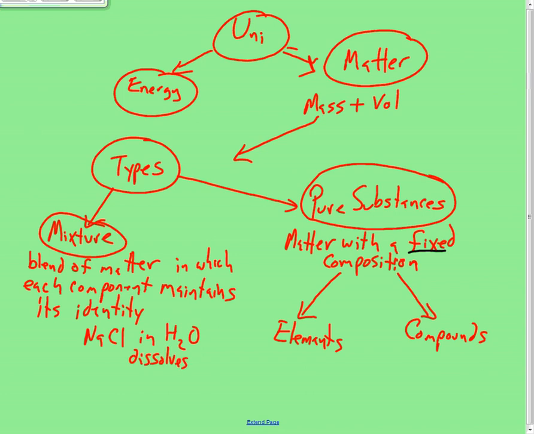My sodium and my chlorine both maintain their original properties. They are not transformed into anything else. So this is what we would call a mixture. Sodium chloride in water is a mixture, because my sodium still is sodium and my chlorine still is chlorine. They are not transforming into other elements or other compounds. Good. So let's see if we can go back and answer our question based on this.